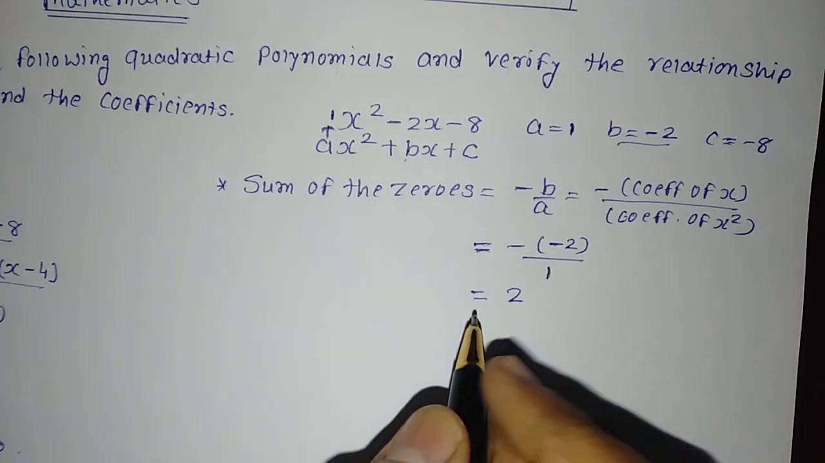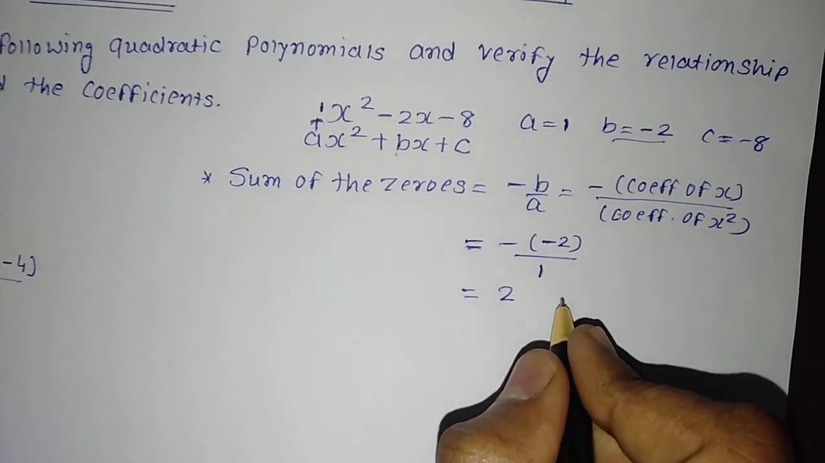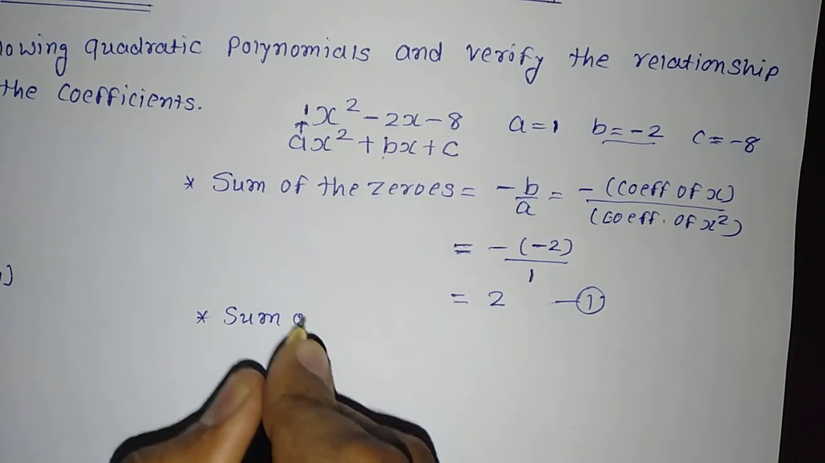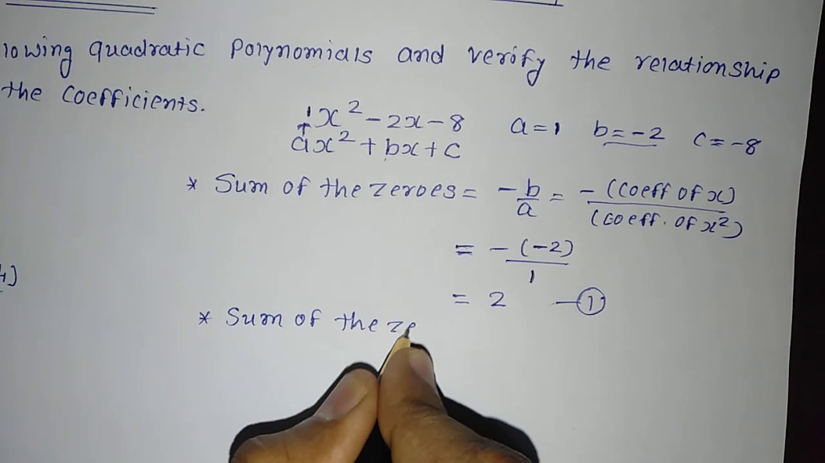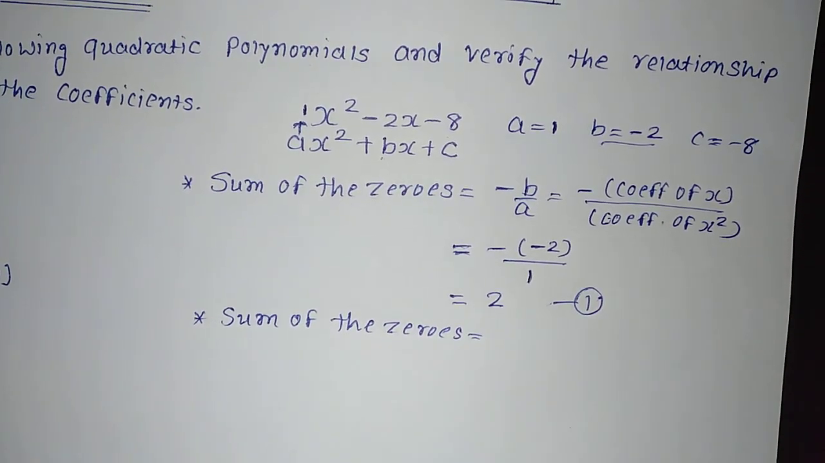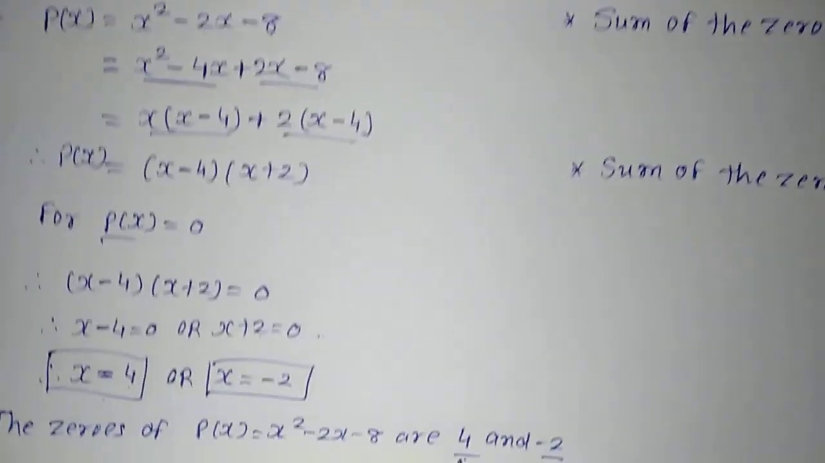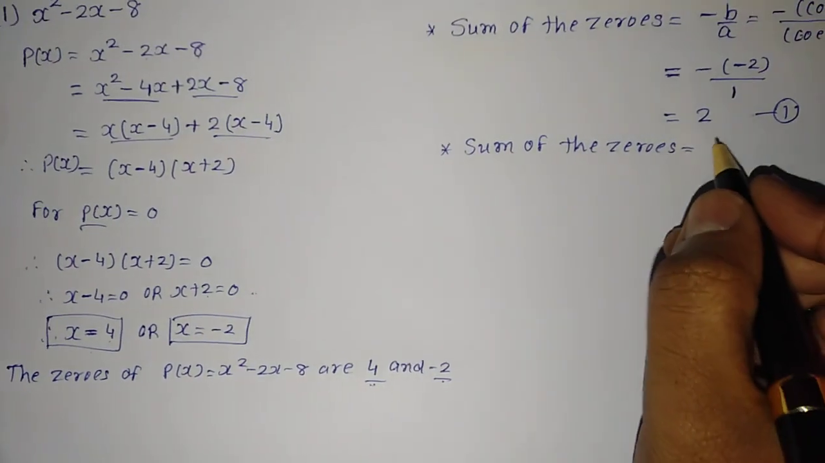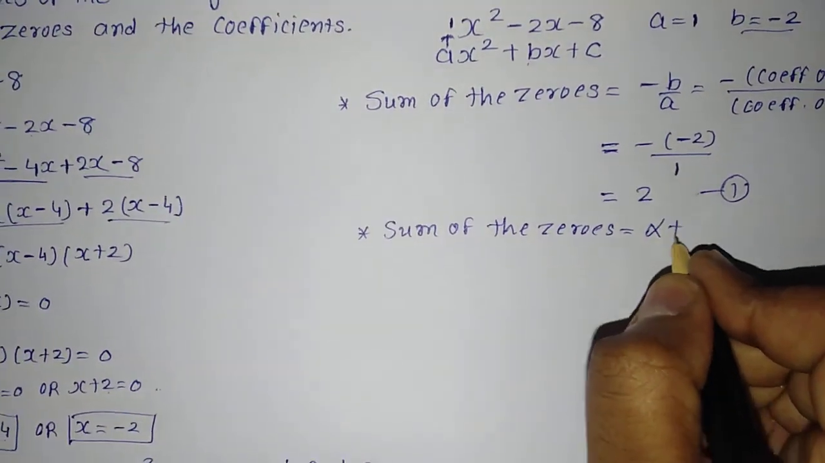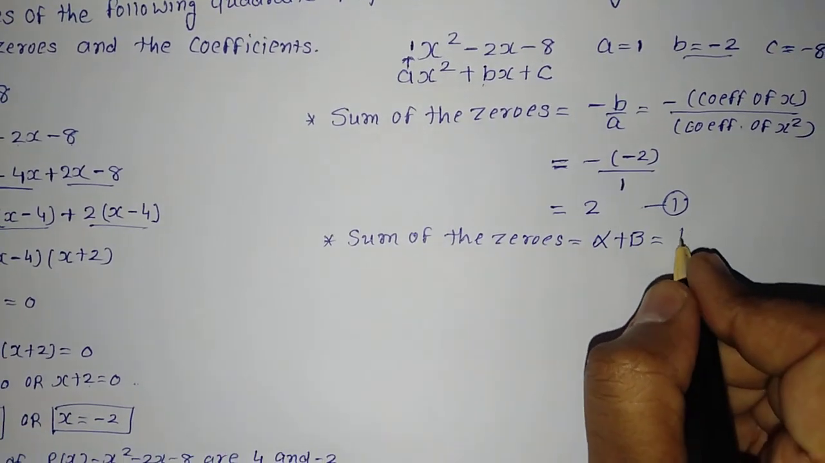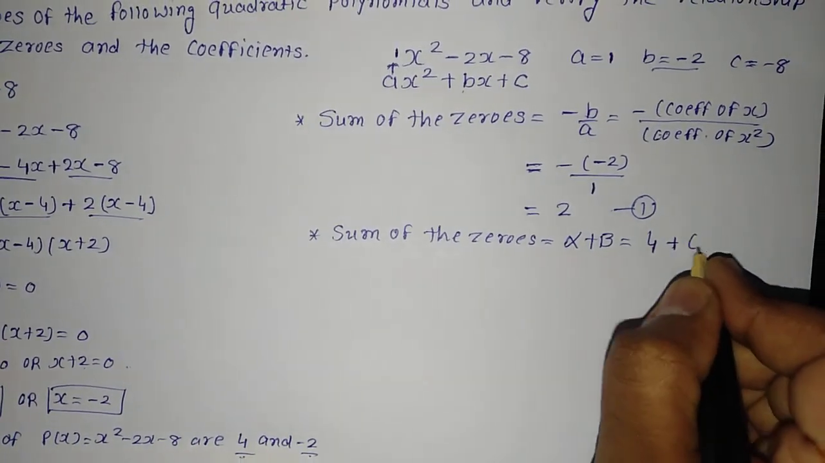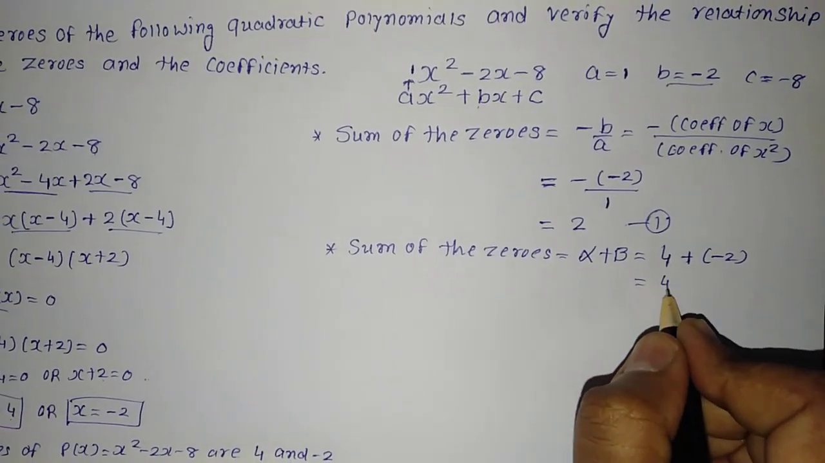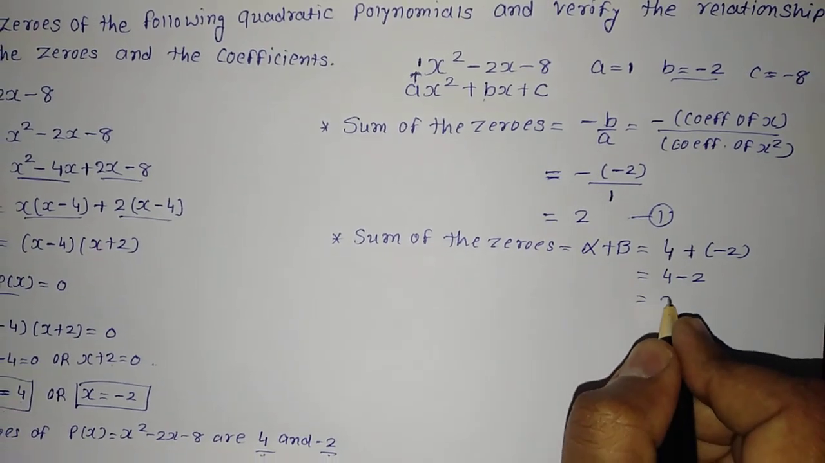Let me say this is equation number 1. Now the sum of the zeros. What are the zeros? We know the zeros are 4 and minus 2. We will do the simple total of both of them. Alpha plus beta. What is alpha? That is 4 plus minus 2. 4 plus minus 2, so it is 4 minus 2. So that is also equal to 2.